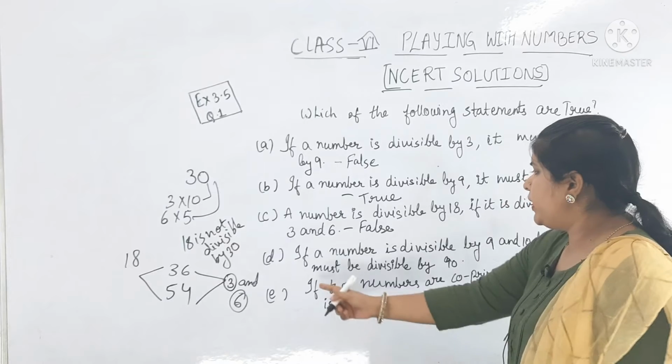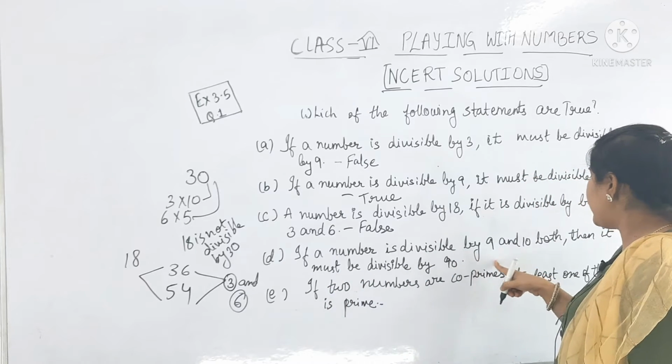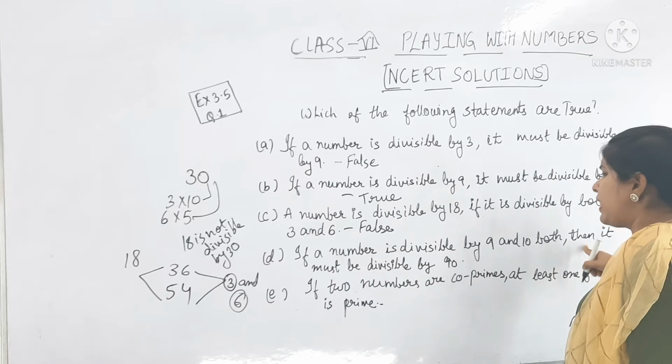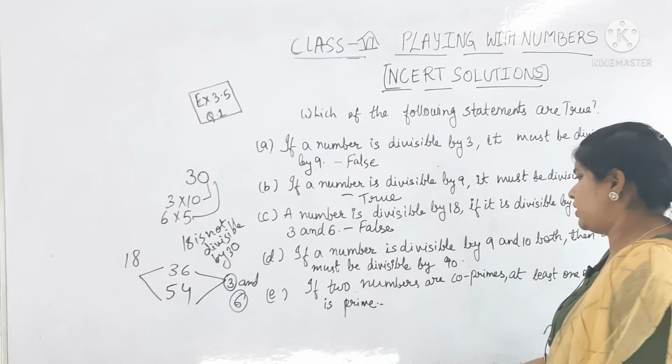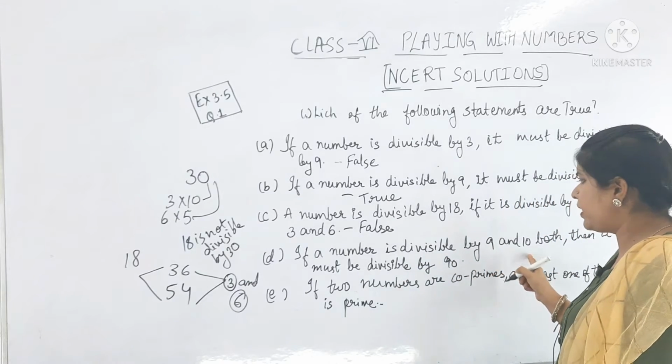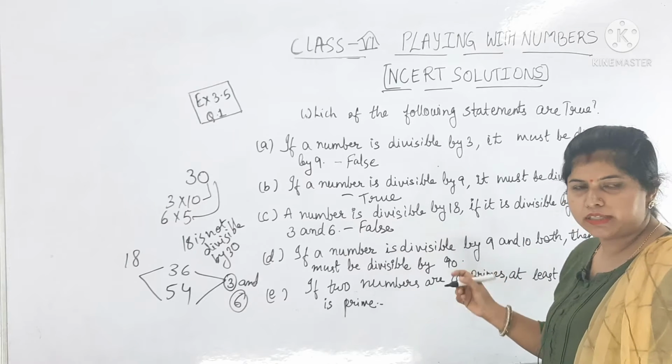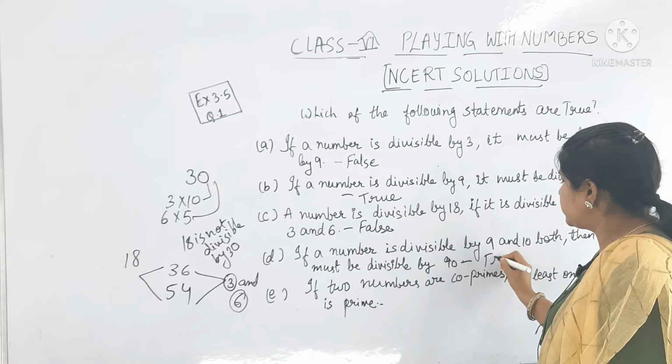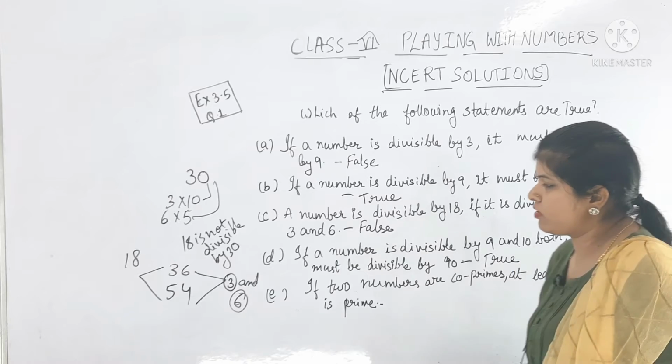Understood? Part D: if a number is divisible by 9 and 10 both, then it must be divisible by 90. Yes, in the tables of 9 and 10, 9 10s are 90, so it can be divisible by 90. So this is true.